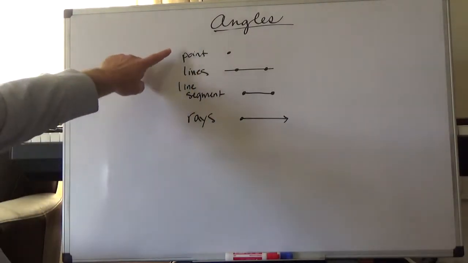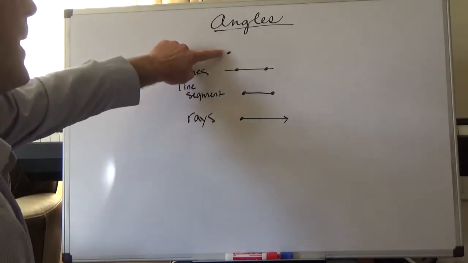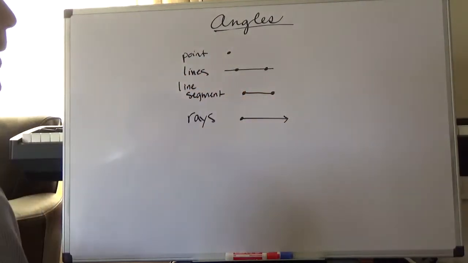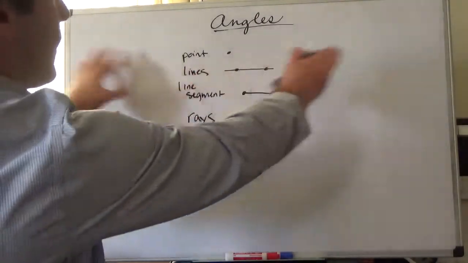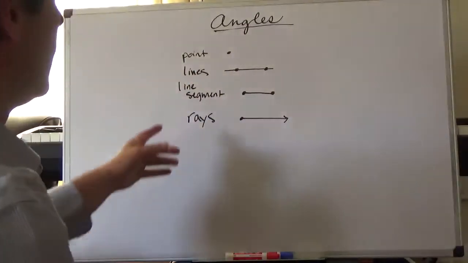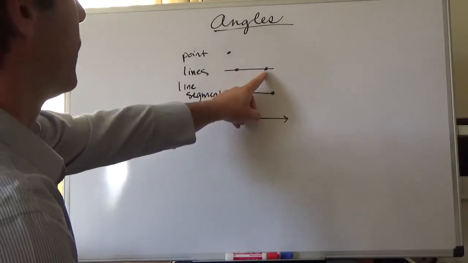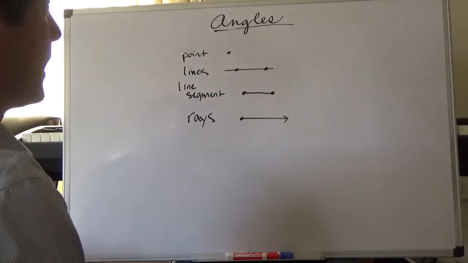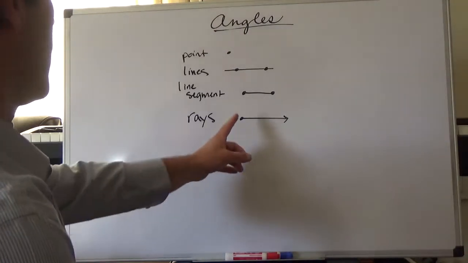So here are some things we need to know. A point is just a point, like it says. A line is a line that goes between 2 points and extends infinitely forever, we can think about. A line segment is the space between 2 points, and a ray is a line that goes in one direction that begins at a point.